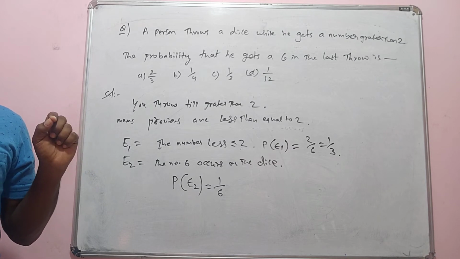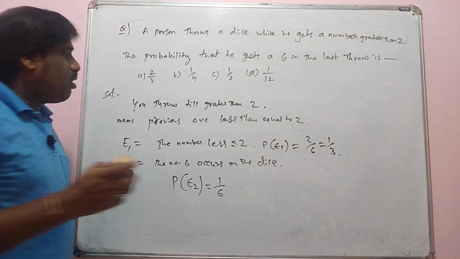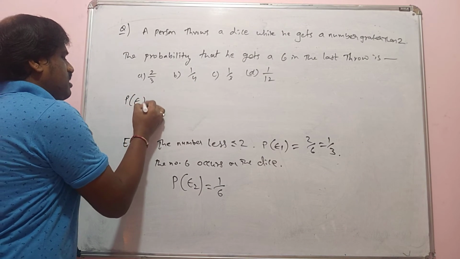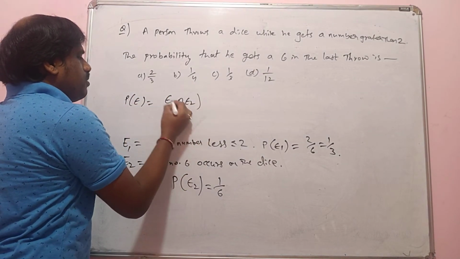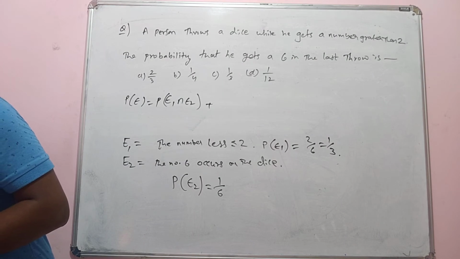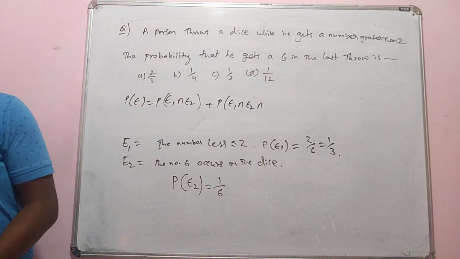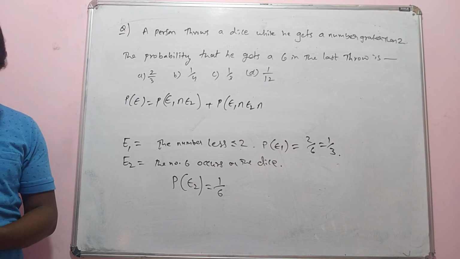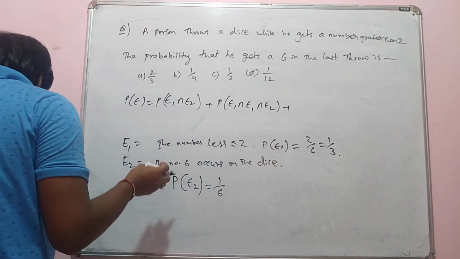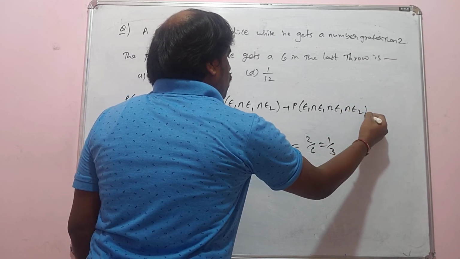So probability of E is nothing but probability of E1 intersection E2, plus probability of E1 intersection E1 intersection E2, plus probability of E1 intersection E1 intersection E1 intersection E2, plus so on to infinity.